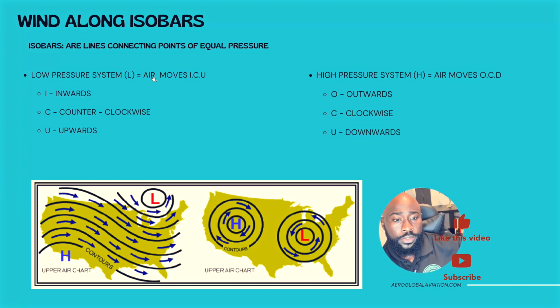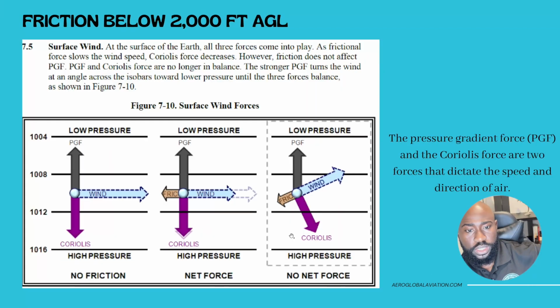I came up with an acronym to help you memorize the movement. In a low pressure system, air moves ICU: inwards, counterclockwise, and upwards. In a high pressure system, air moves OCD: outwards, clockwise, and air is going down. So it spreads out. We typically associate bad weather with low pressure systems, and good weather with high pressure systems, and you'll see why shortly.